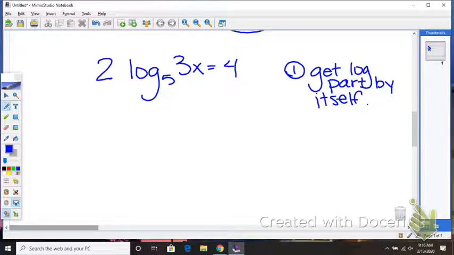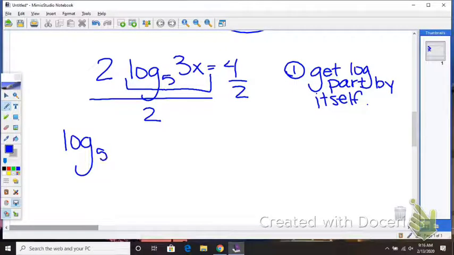So in this case, the log part is this part right here. Log, the base, and whatever it's logging. So what am I moving? Divide by the 2. So we're going to divide by 2. So I have log base 5 of 3x equals 2.